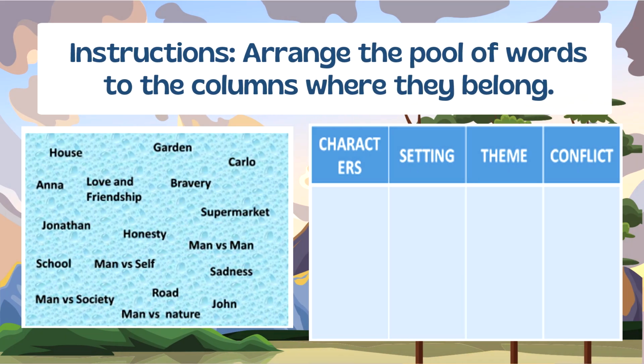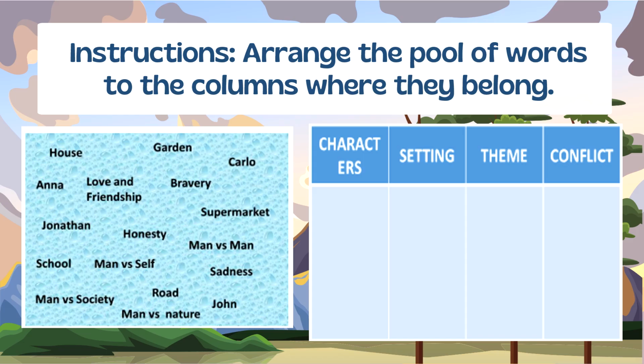Now, instructions: arrange the pool of words, set of words, to the columns where they belong. Is that word part of a character? Is it under setting? Is it under theme? Or is it under conflict? So we have there house, garden, Carlo, bravery, love and friendship, Anna, Jonathan, school, honesty, man versus self, supermarket, man versus man, sadness, John, road, man versus nature, man versus society.